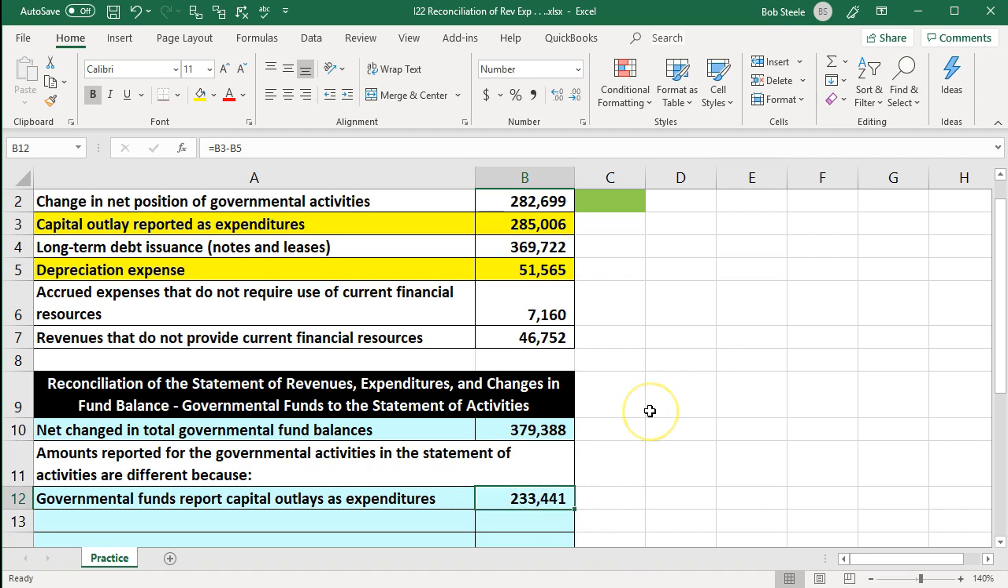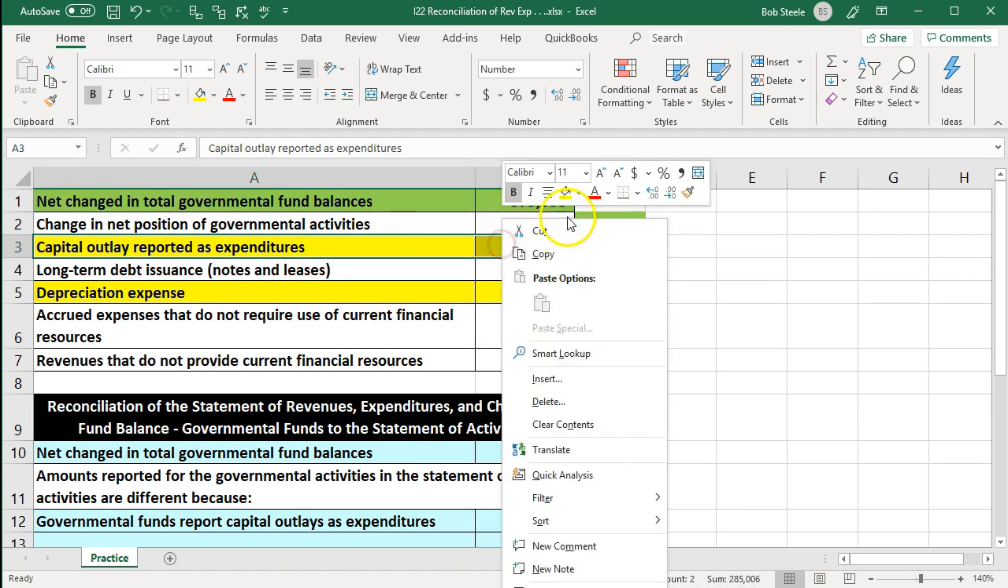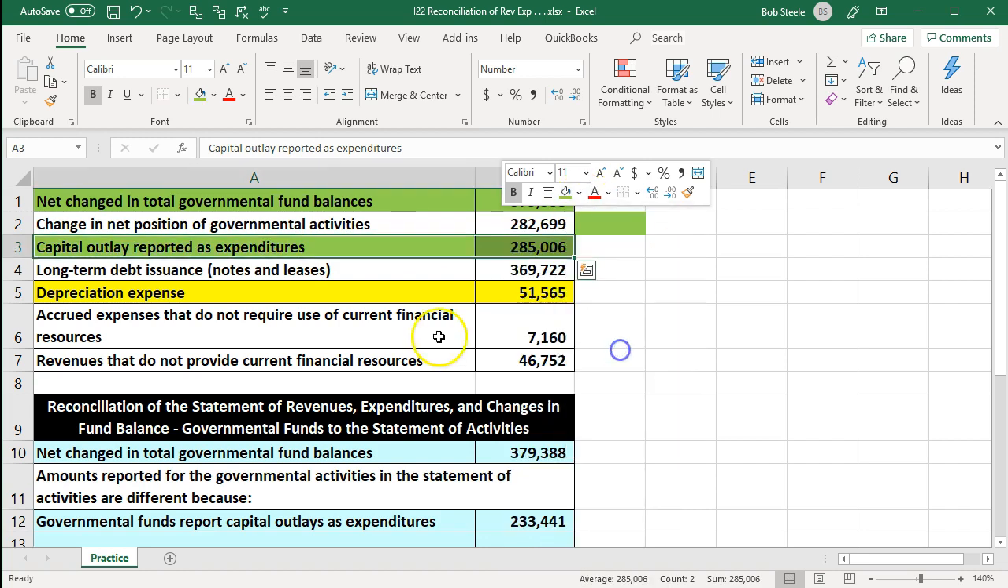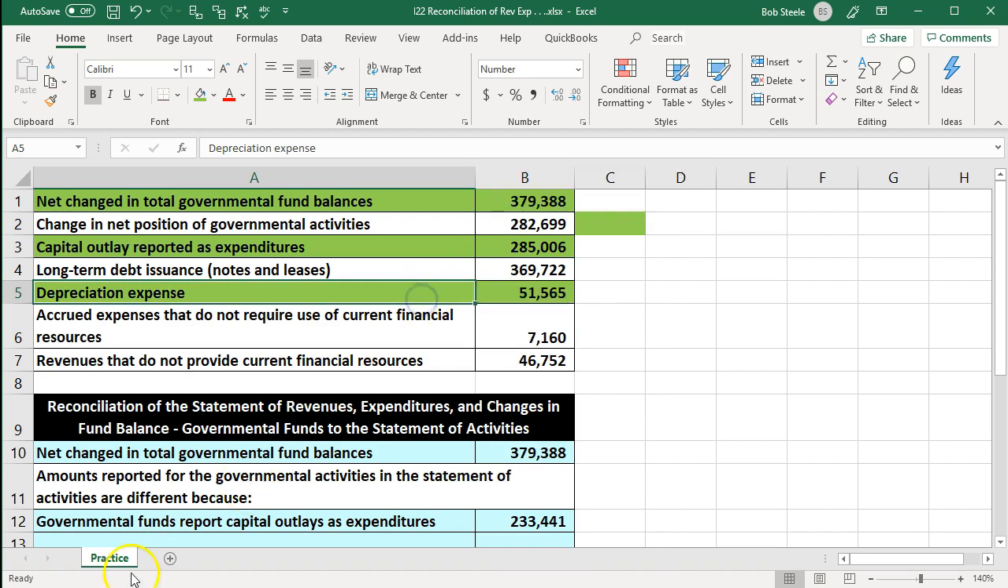That's going to be the 233,441. And then I'm going to make these green. I'm going to say, okay, we found a home for that one. That one has a home now, so it's okay. And we're going to move on to the next one.